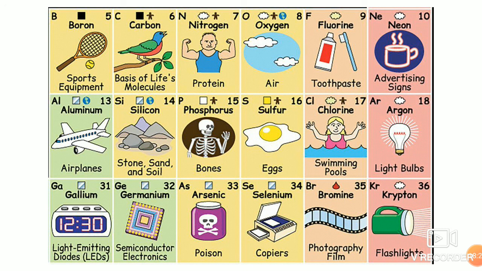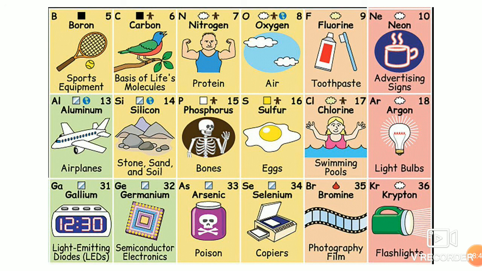You like them, the bicycles of neon orange, neon green colors, the clothes, right? So these advertising signs and all those sharp symbols, sharp colors, these are neon colors. Next, moving on, aluminium is used to make the body of airplanes. Silicon is found in stone, sand and soil. Phosphorus is found in the body bones.